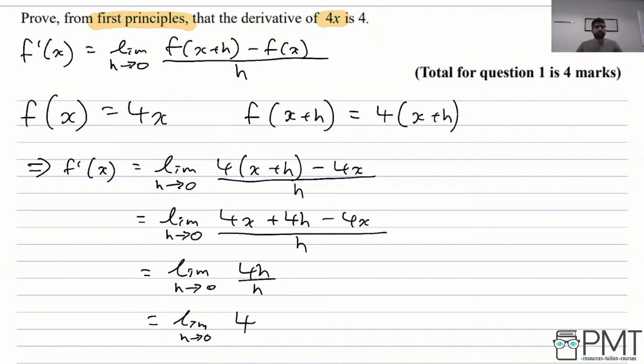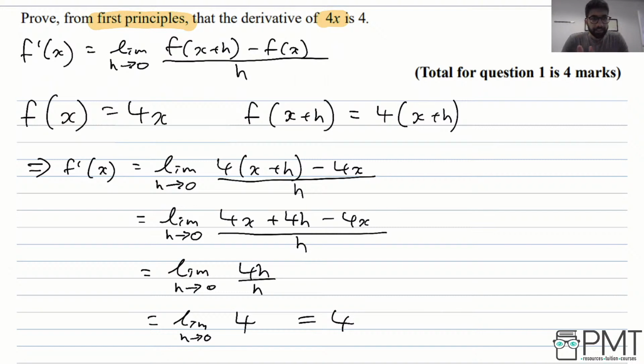So you end up with 4. You can see that here the h cancelled, so we don't really need to worry about h going to 0 with the limit. The h term doesn't appear in the expression. So the limit as h goes to 0 of 4 is still 4. So we have shown that when you differentiate 4x, you get 4. Another way of thinking of this is the gradient of the best possible tangent is going to be 4 here.